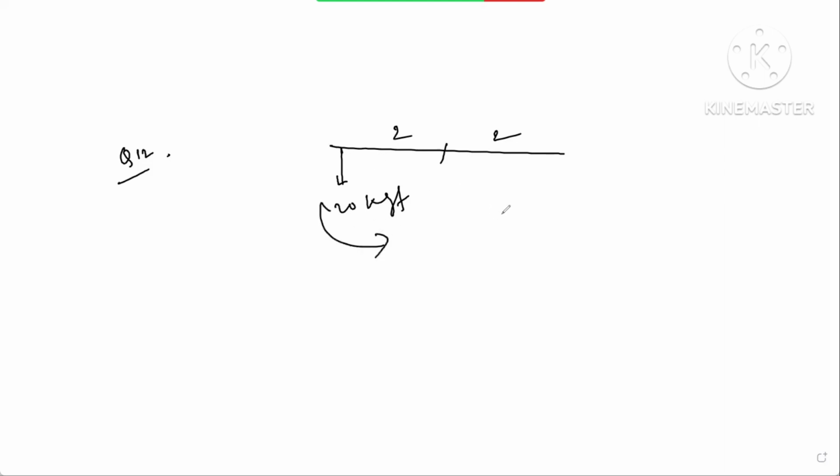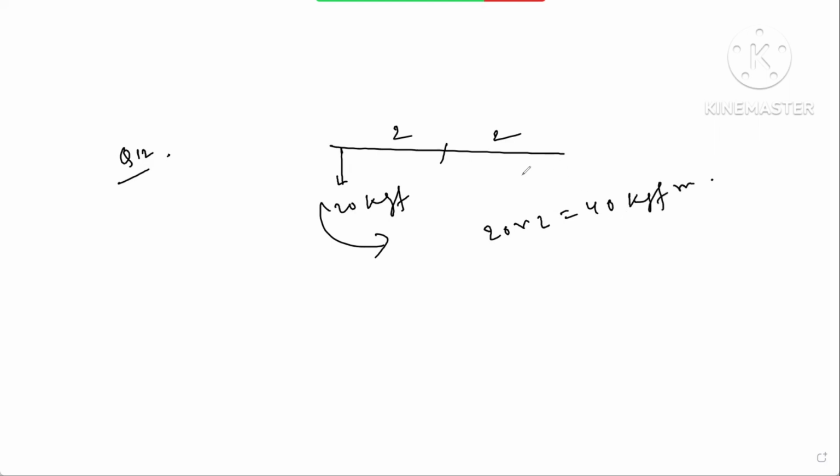Next question. Question number 12. When a boy weighing 20 kg sits at one end of a 4-meter long seesaw, it gets depressed at its end. How can it be brought into horizontal position by a man weighing 40 kg? So the boy will produce an anti-clockwise moment. So 20 into 2 equals 40 kg meter.